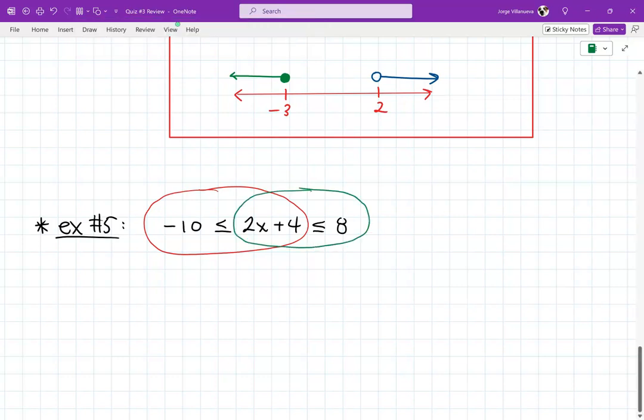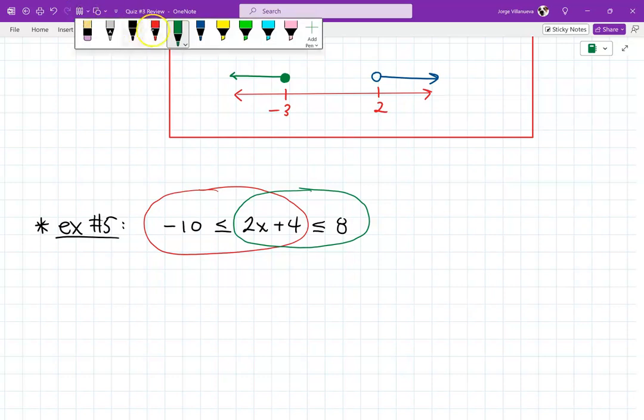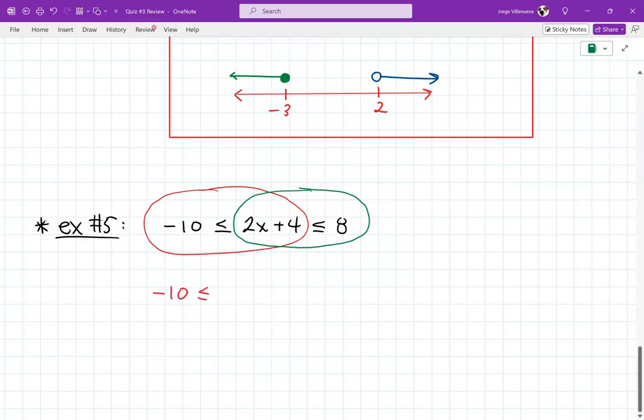Now you could do it all at once. I mean, you could just add 4 to both sides and divide by 2 on both sides. It's actually quicker. But sometimes people don't understand that. So we kind of do the little MasterCard symbol, and that's what I'm going to do. All right, let me write them out really quick. The first one is -10 less than or equal to 2x plus 4.